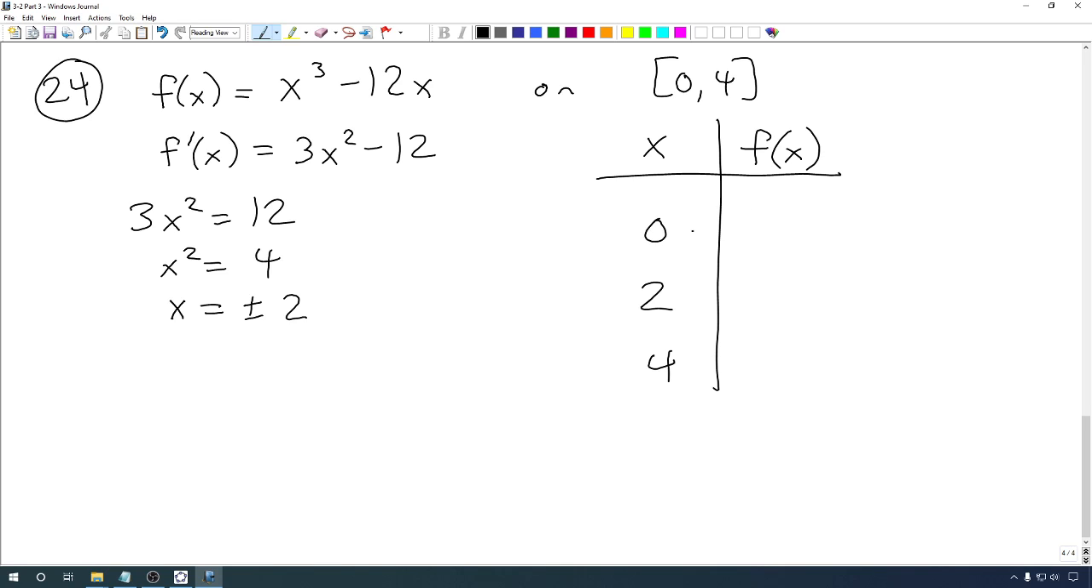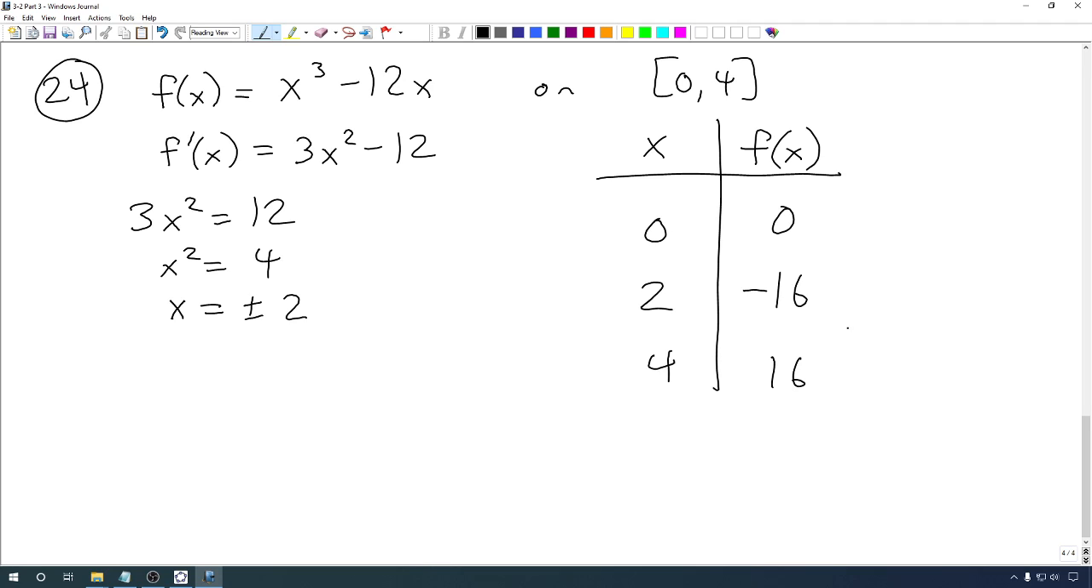Essentially, we just plug 0, 2, and 4 into x cubed minus 12x and see what we get. When we plug in 0, of course we get 0. When we plug in 2, here we get 8 minus 24. It's actually a -16. When we plug in 4, get some bigger numbers. We get a 64 minus a 48. That is a positive 16.